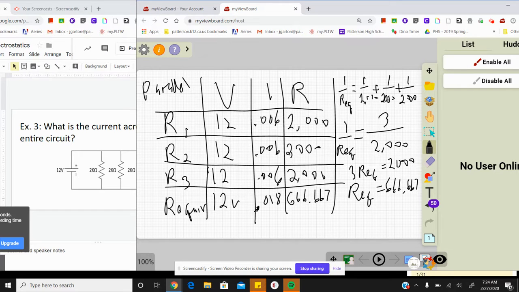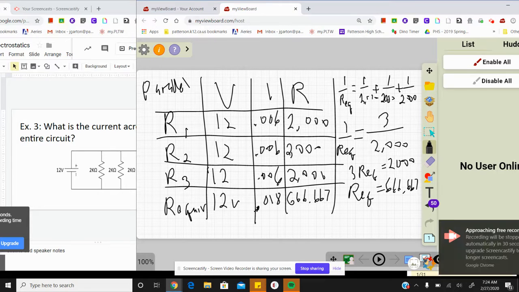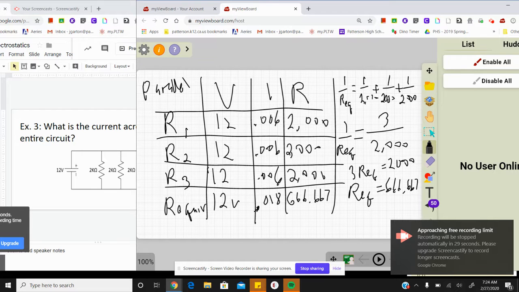And here's the fun part. I can check this, okay? Because horizontally, V has to equal I times R. So if my current is 0.018 times resistance, 666.667, I should get 12 volts. And if you try it in your calculator, you actually get that answer. So it works, okay? So if you do this successfully, no matter if you look at the horizontal rows, vertical columns, it should all work out. So that is how you use the VIR table in a parallel circuit.